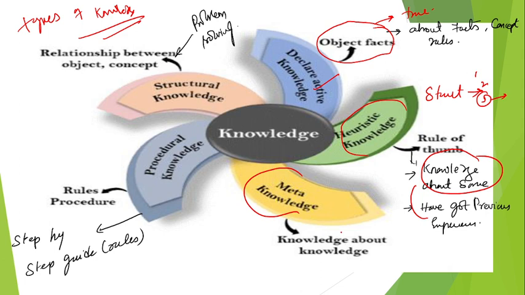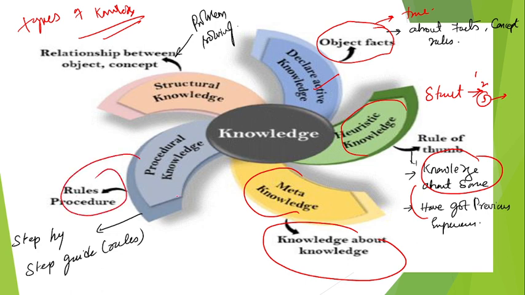Meta knowledge, knowledge about knowledge. Knowledge is already there, you need to get more knowledge. Rules of step-by-step rules. Procedural knowledge is nothing but step-by-step thought, or I can say there is help which is given to you by that particular program.